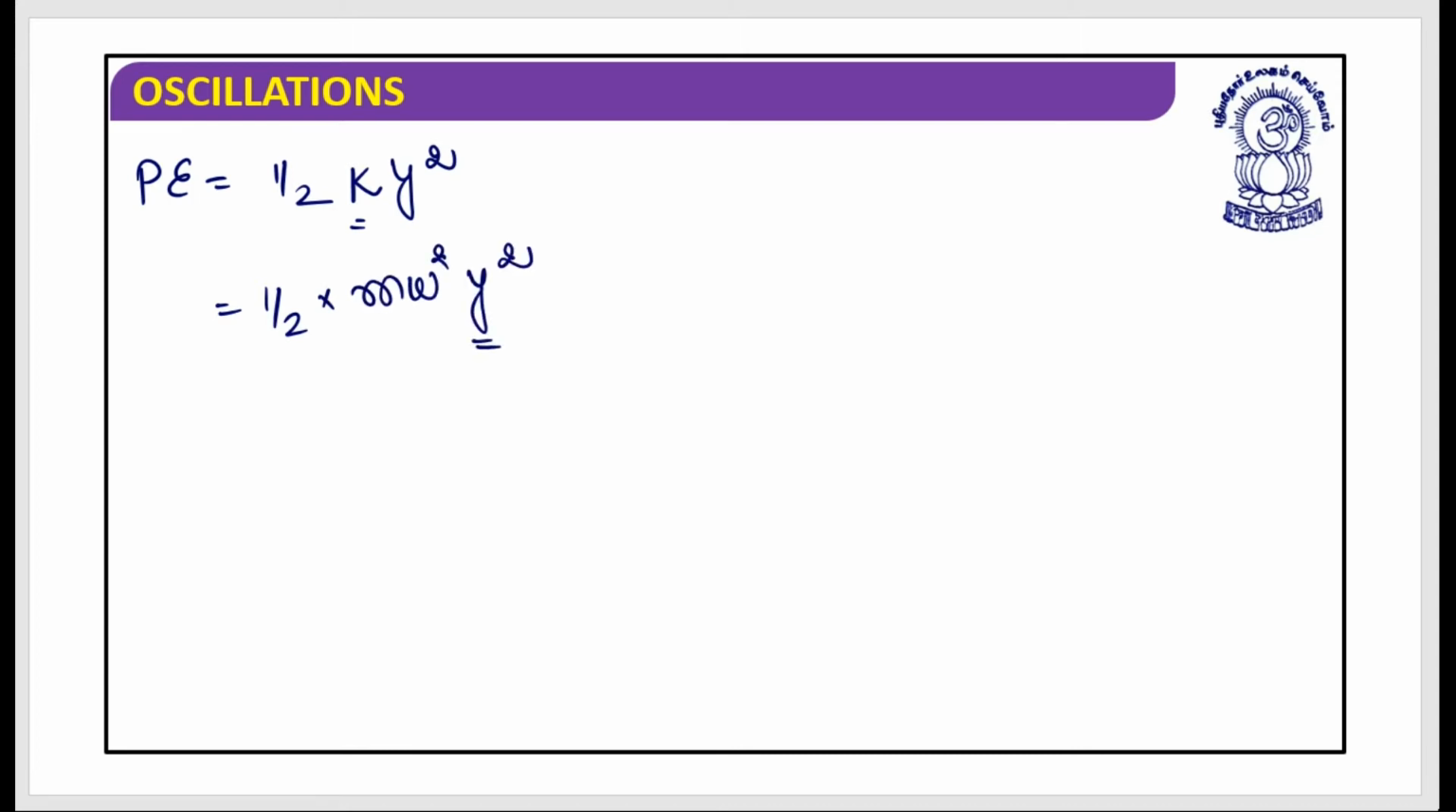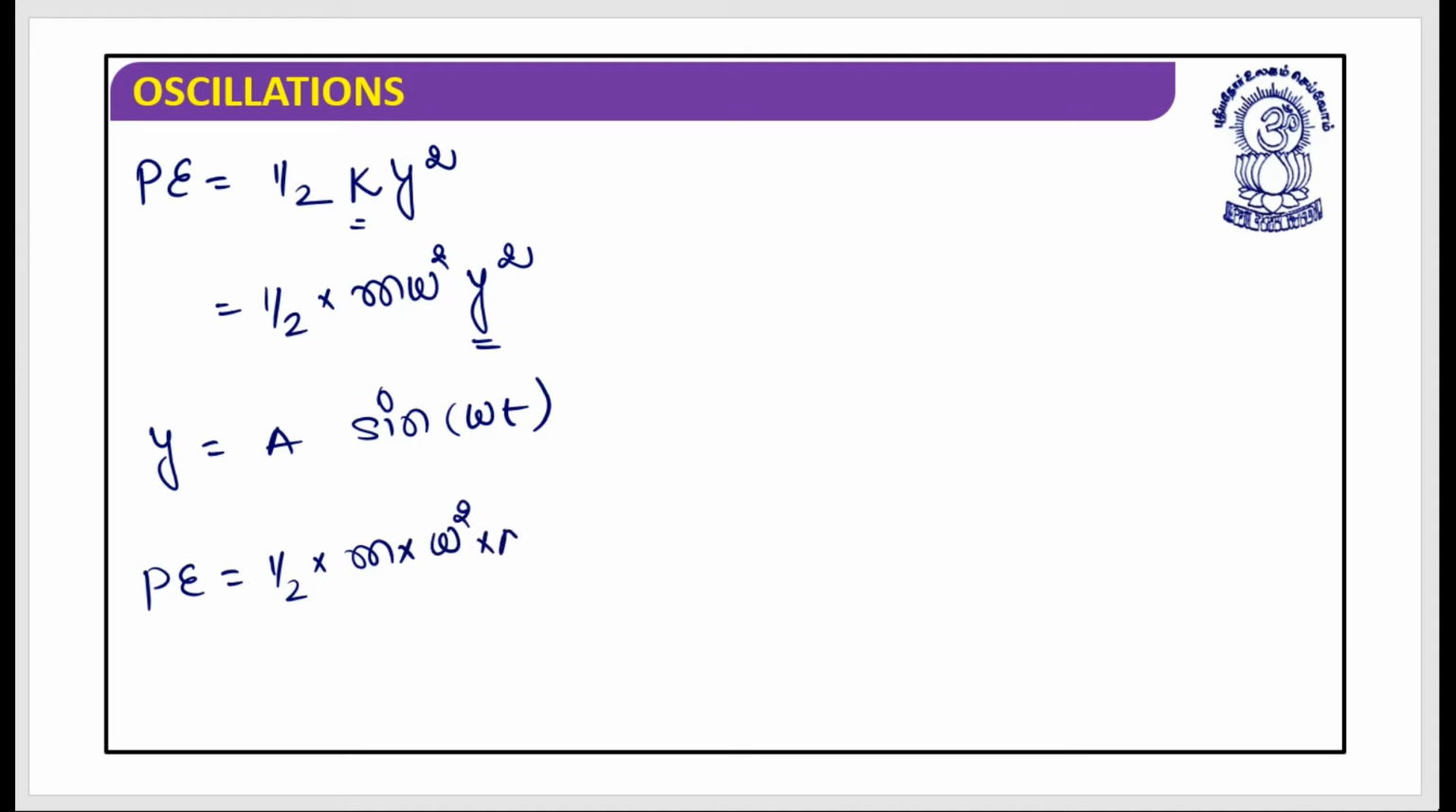And if I replace this y, which is equal to a sin omega t, then this potential energy can be written as half m omega square a square sin square omega t. This is the relation for the potential energy.